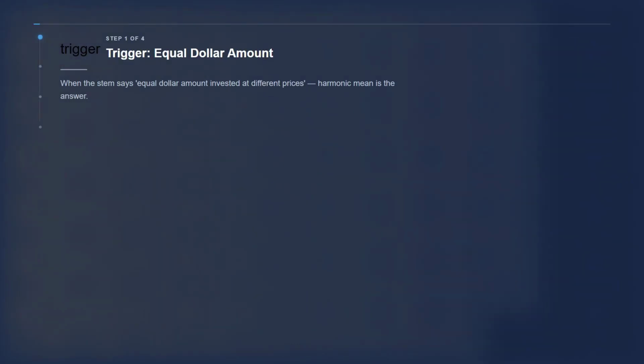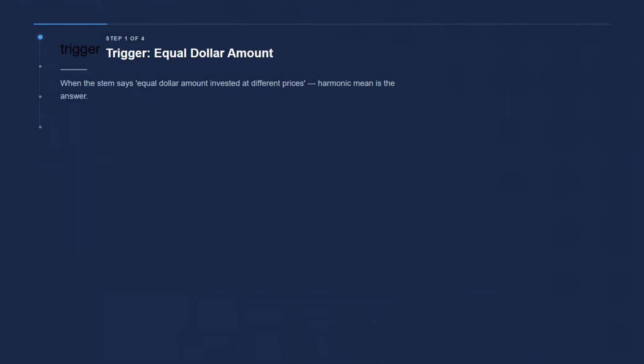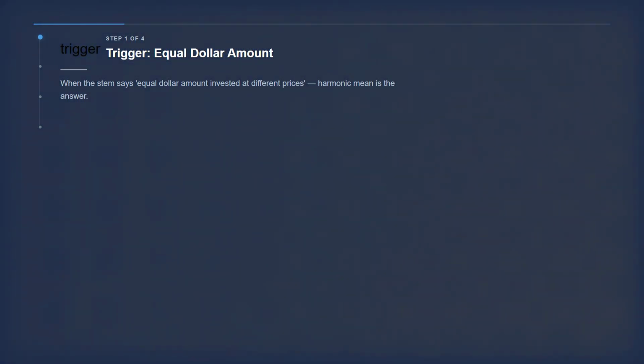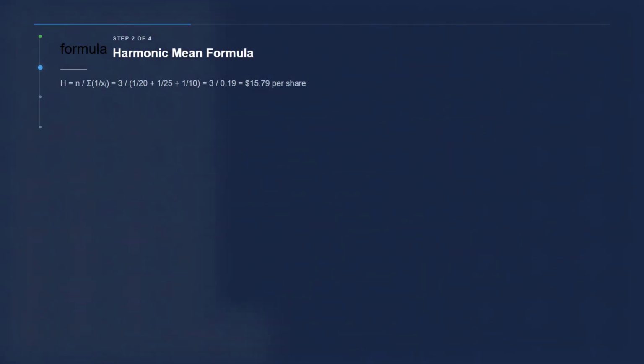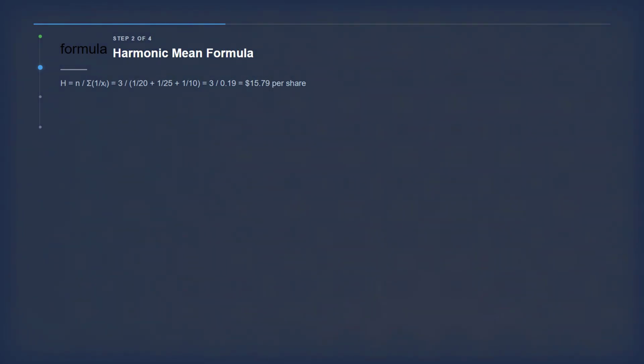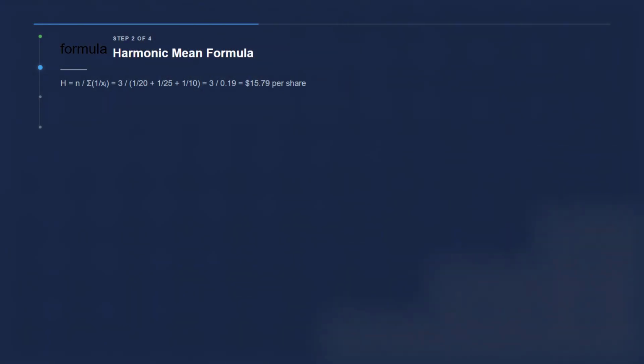There is a third mean the exam tests that most candidates underestimate: the harmonic mean. It appears in at least 1 or 2 questions per exam sitting. Here is when to use it. An investor puts $1,000 per month into a stock. Month 1, price is $20 per share. Month 2, price is $25. Month 3, price is $10.